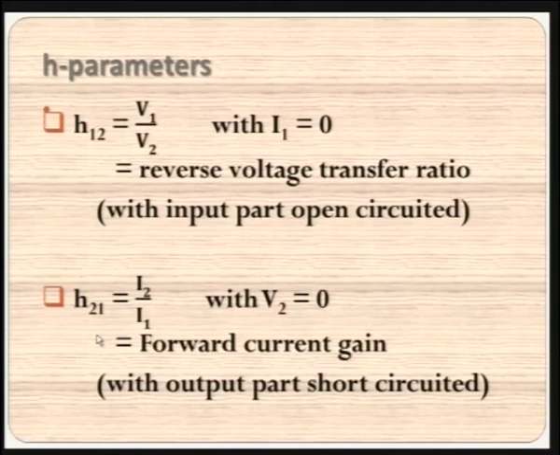And now, let us see the last hybrid parameter, what it is. The H21 is obtained by taking V2 equal to 0. What is the meaning of V2 equal to 0? The output port is short circuited. So, it is called the forward current gain. It is I2 divided by I1.